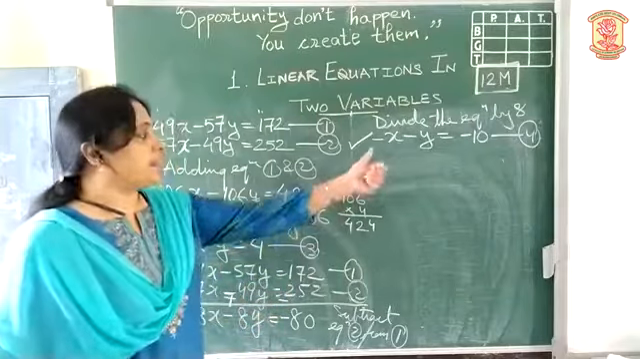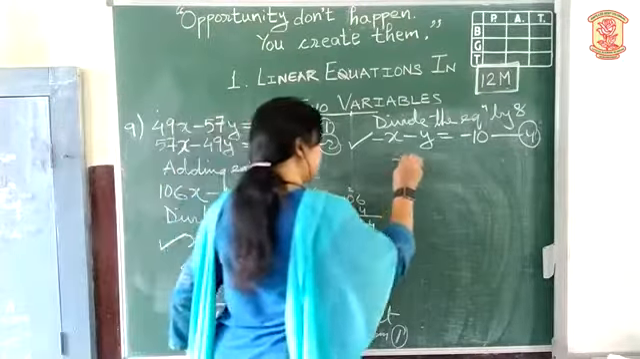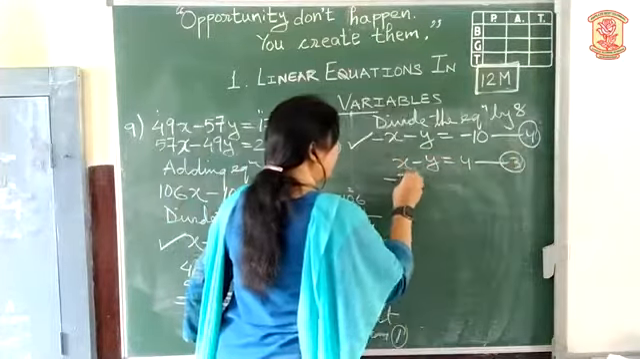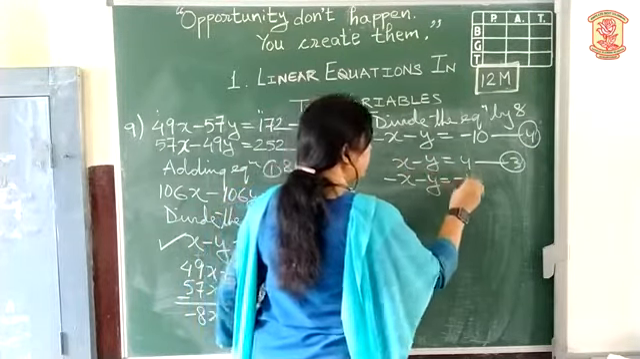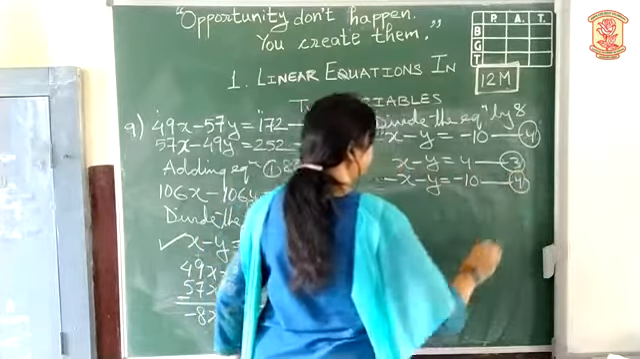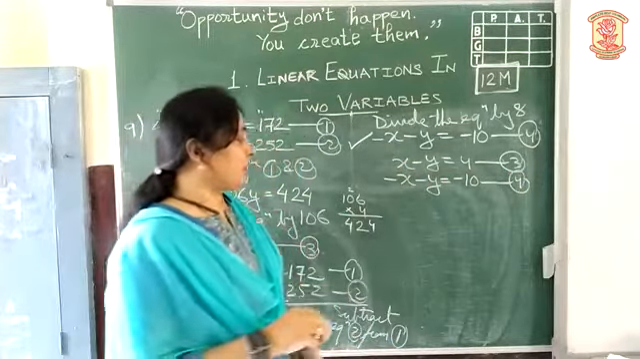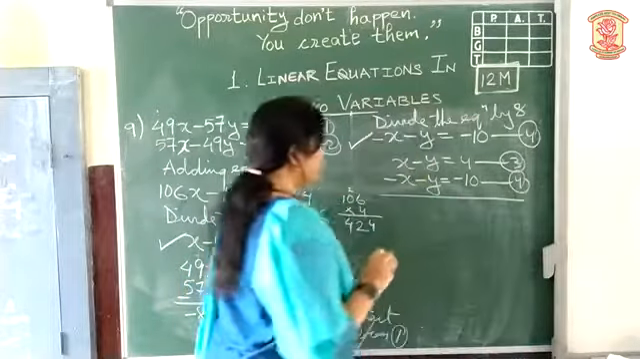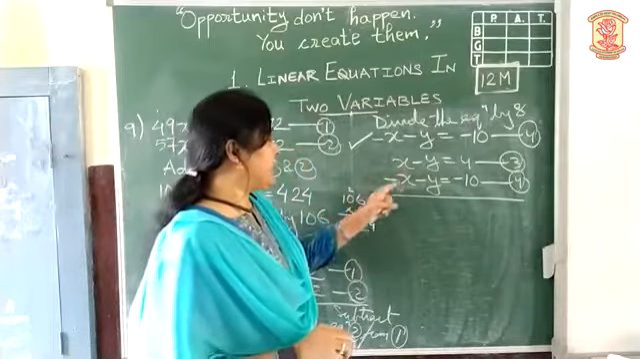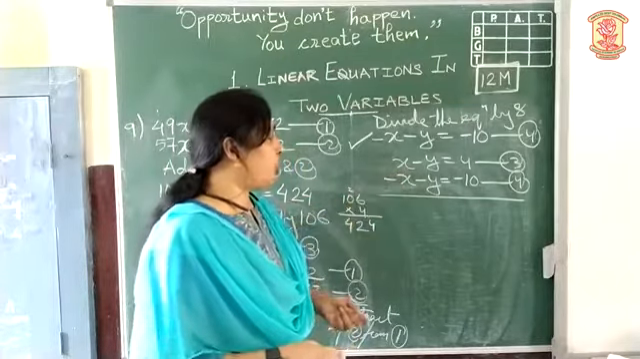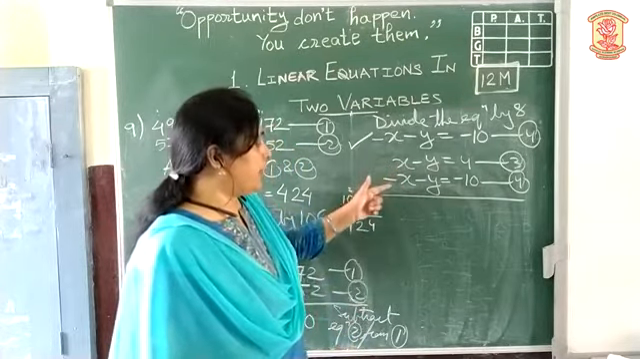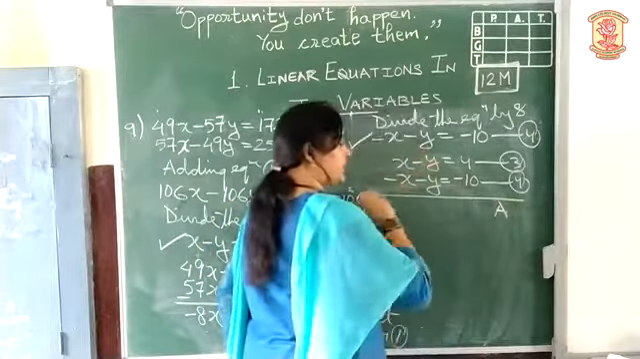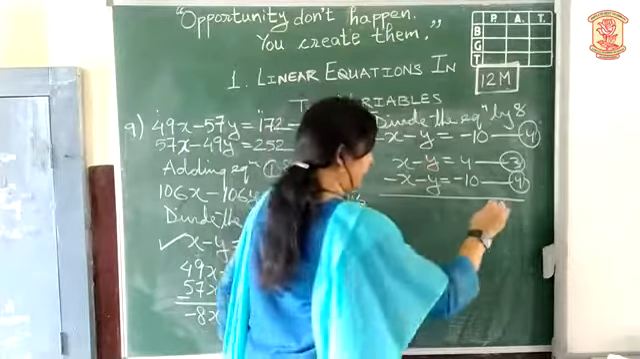Now we are going to consider these two equations, that is x minus y equals to 4 and minus x minus y equals to minus 10. Again, we are going to solve it the way we have solved the previous equations. If you see here, the coefficient of the variable x is same and the signs are opposite. So that is +1 and -1. So here we can add the equation so that the variable x is removed. It is eliminated.